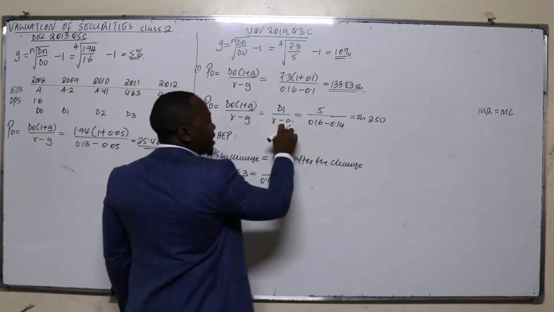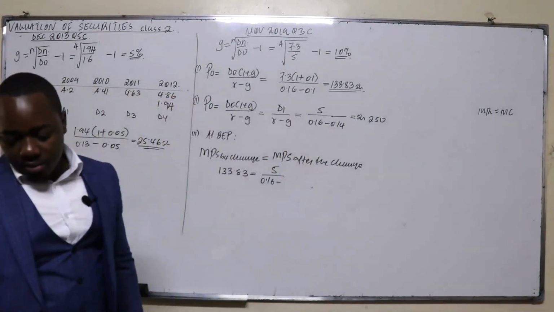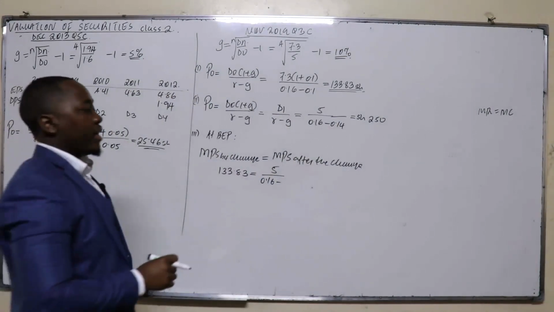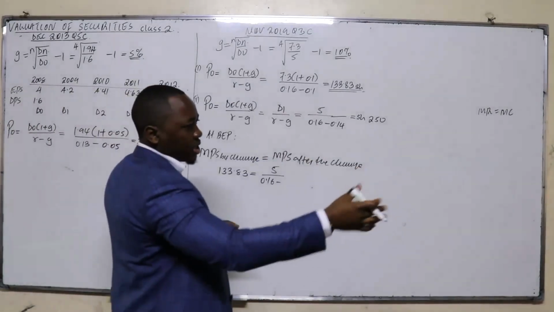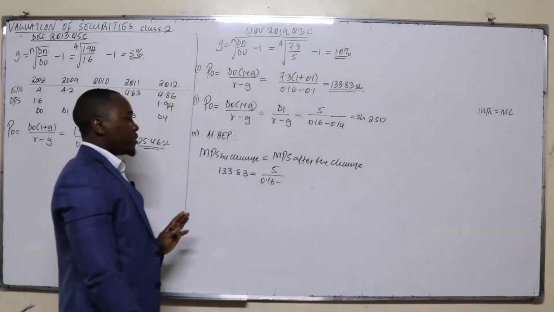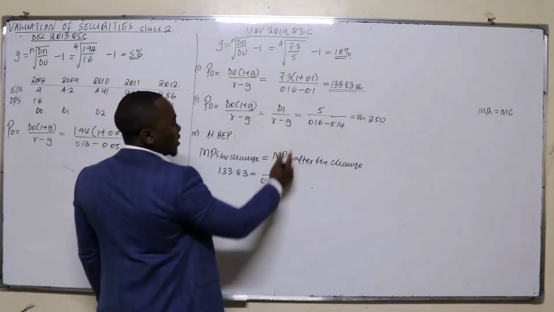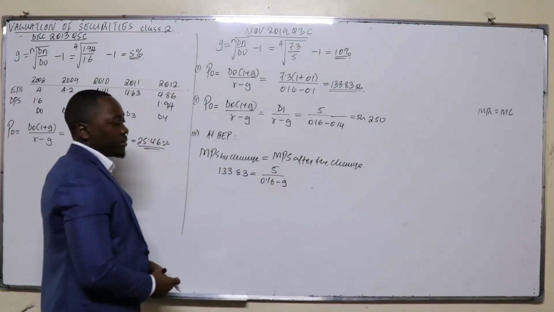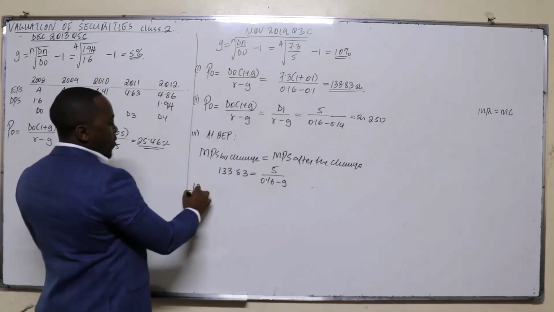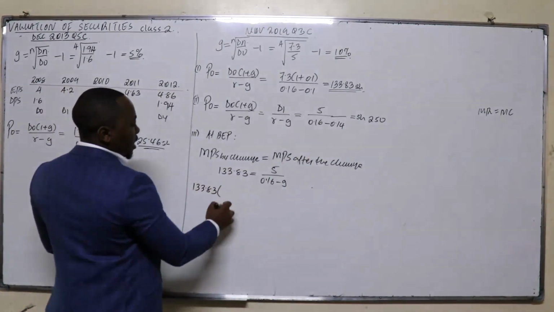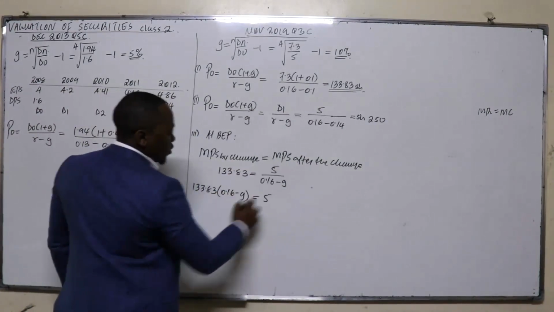Now, this G is what the examiner wants. The question on the break-even growth rate in dividend per share. So, assuming that we want the equal outcome, whereby the expected market price after the change and the current market price before the change are the same, how much will be this expected growth rate? So, 0.16 minus G. This is what we are computing. So, from there, you cross multiply. So it will be 133.83 multiplied by 0.16 minus G should be equal to 5.